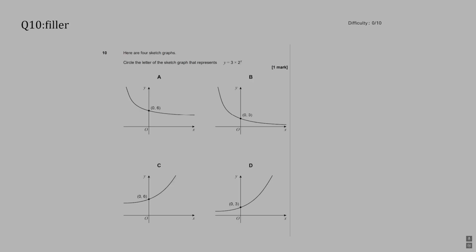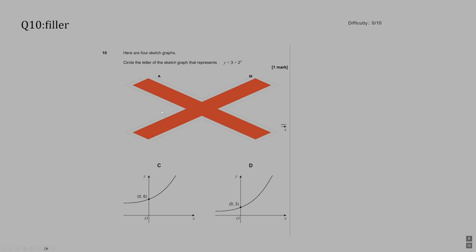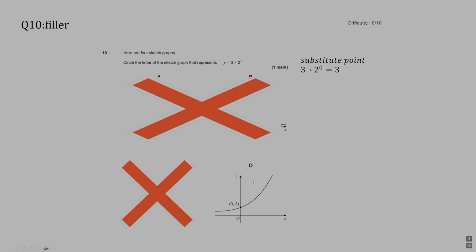Alright, this is just some exponential graph stuff. We can see here there is no negative, so it's not going to be A or B. And for the last bit, we know that this is the equation, and we know that this is when x is 0. So we're just going to substitute the point (0, 3) and (0, 6) into the equation. And we know that 3 times 2 to the 0 equals 3, which means that y is going to equal 3. So it's not going to be this one, it's going to be D.